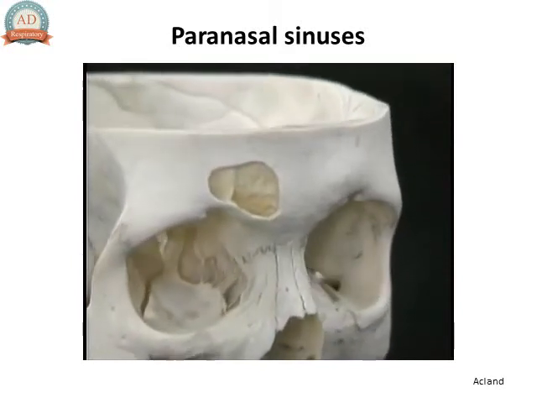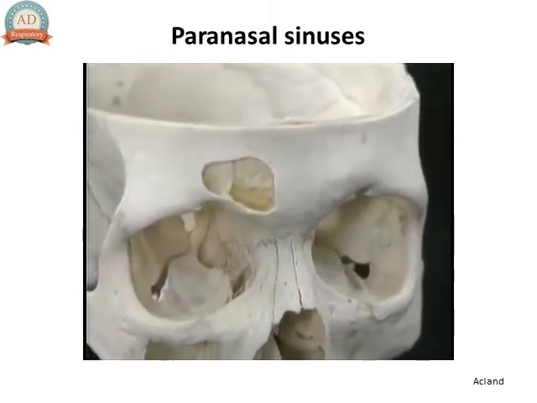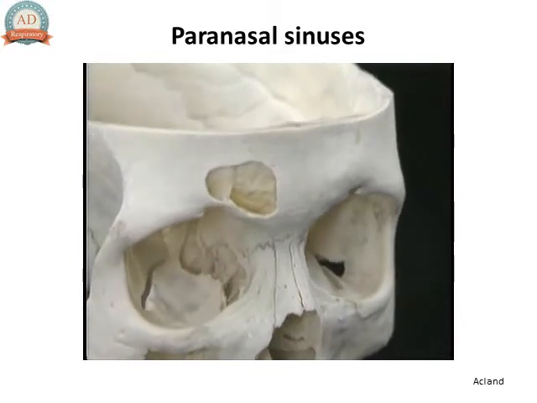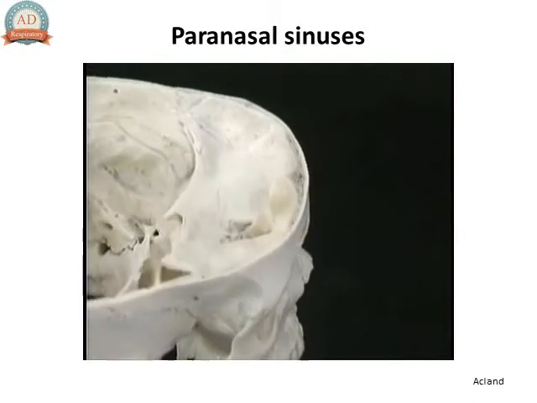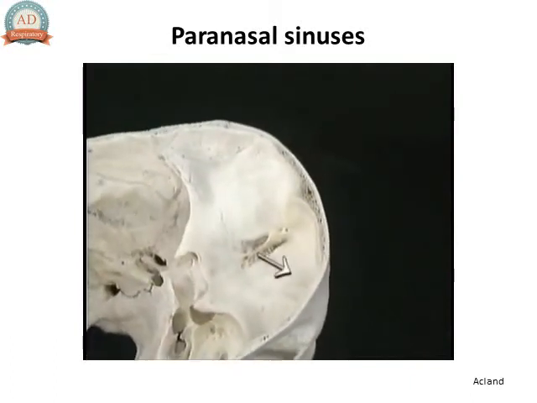The frontal sinus extends upward behind the lower part of the forehead, and also, to a variable extent, backwards, between the roof of the orbit and the floor of the anterior cranial fossa.